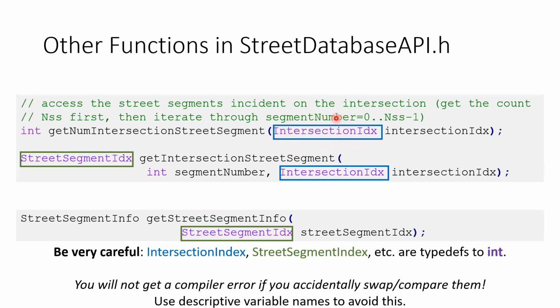And just note that all of the index types here, intersection index, street segment index, are all typedefs to int. So if you accidentally use an intersection index to access the street segment, the compiler will not tell you anything because they are of the same type, but you have to be careful. So to avoid that error, try to decide a naming convention between your group members. Something as simple as -I for intersection, -S for street segment. And make sure all of your group members follow that convention. Okay.